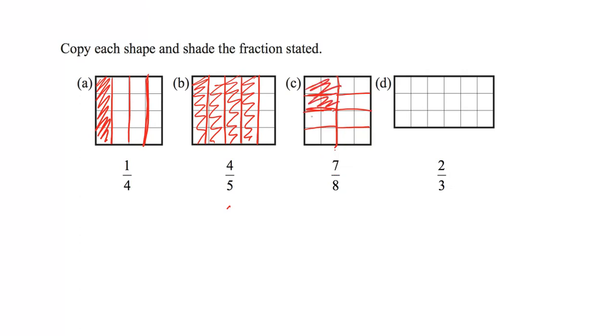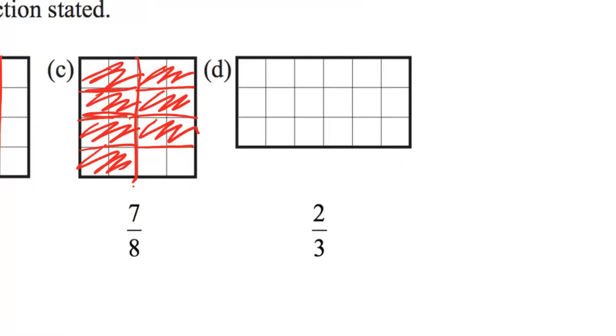1, 2, 3, 4, 5, 6, 7. So there we go. That is 7/8. Let's move on. Right, in D, we've got to shade in 2/3. Well, we can do that.